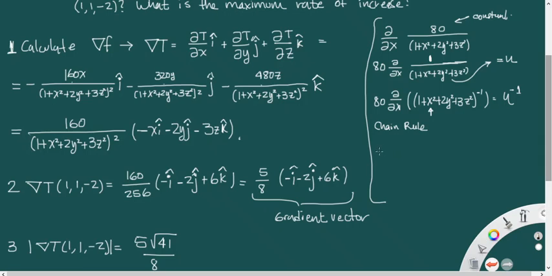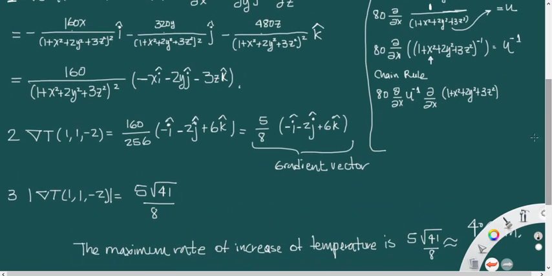Let's apply the chain rule, and that is going to be equal to 80 times the partial derivative with respect to x of u^-1 times the partial derivative with respect to x of the inner part. Okay, and this is because we have this inner part there. So we need to apply the chain rule, which is the outer derivative times the inner derivative.